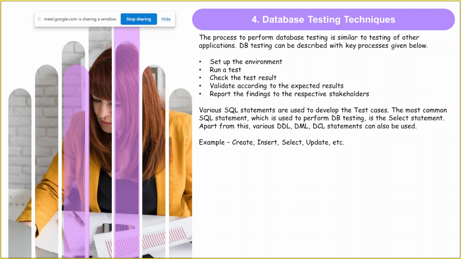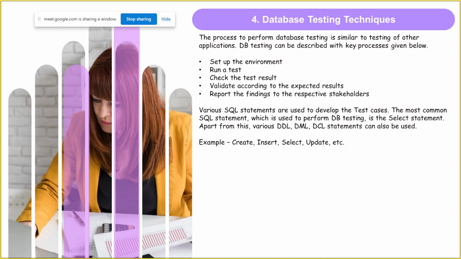So we have all these, and the database testing technique. The process to perform database testing is similar to testing of other application, just the normal testing, but this time around you are focusing on the DB. DB testing can be described with the key process given below. The first one, you set up the environment, which we have done. That is, you set up your SQL server, and after setting up the environment, you run your test. That is, you write your query, you run it, and you check the result.